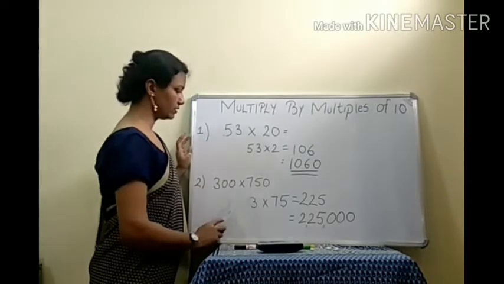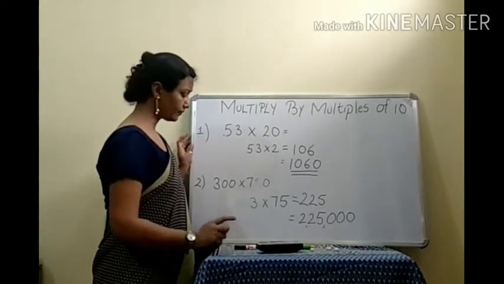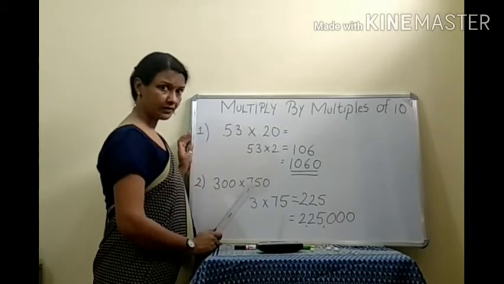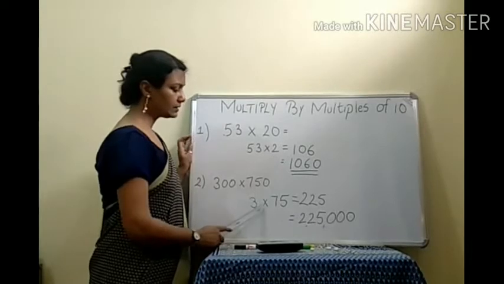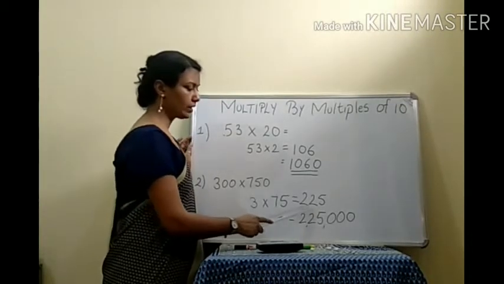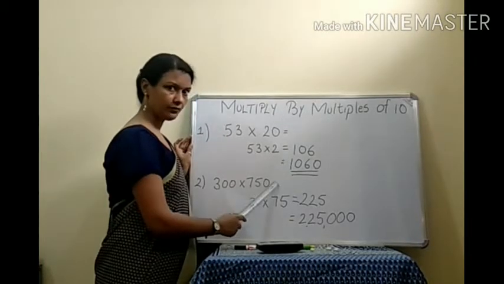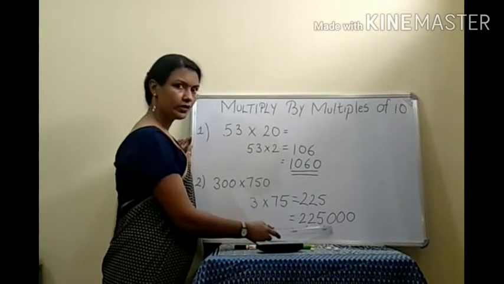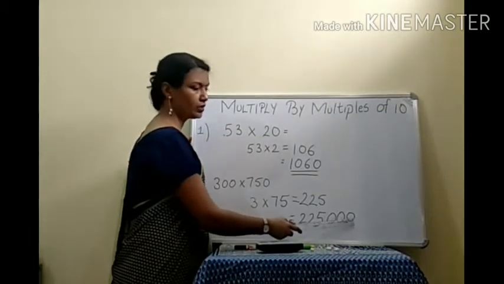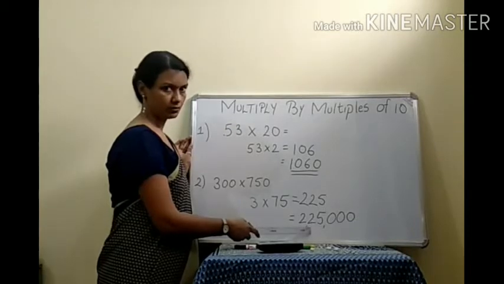Here 300 multiplied by 750. So what are non-zero factors here? 3 and 75. So 3 multiplied by 75 is 225. Now the total number of zeros in the factors: 1, 2 and 3. So we add 3 zeros. 1, 2, 3. So the product will be 2,25,000. Understood?